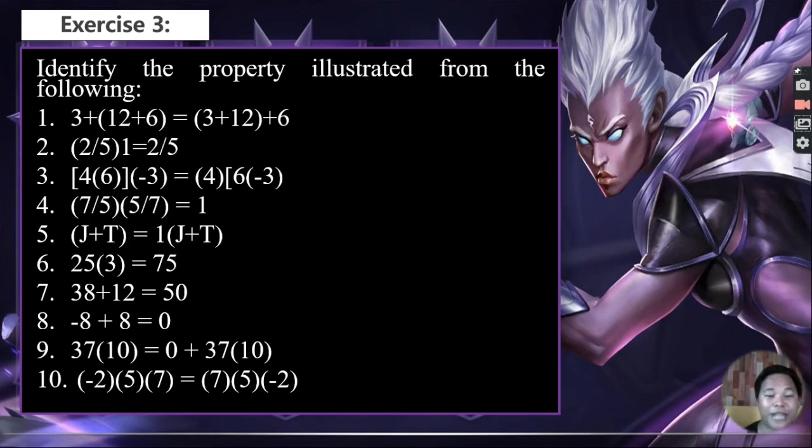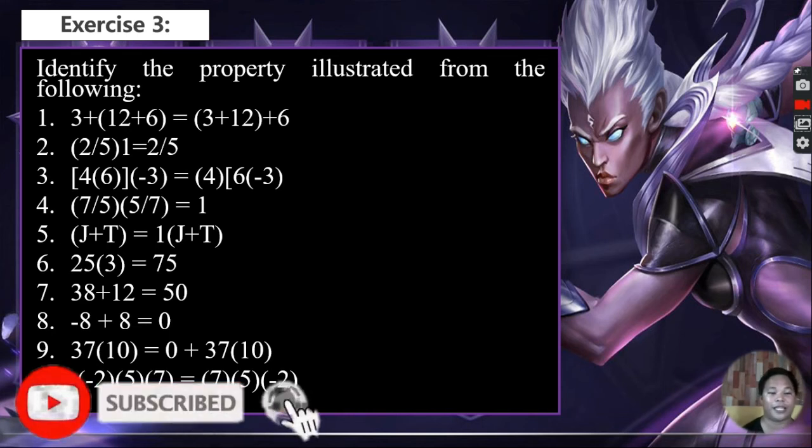Next exercises po natin, we are going to identify the property illustrated from the following. So, ano po ulit yung ating mga property? We have closure, we have commutative, we have associative property of multiplication and addition, and we have the distributive property of multiplication over addition. And we have the additive identity. And we have the inverse identity din po, or inverse property.